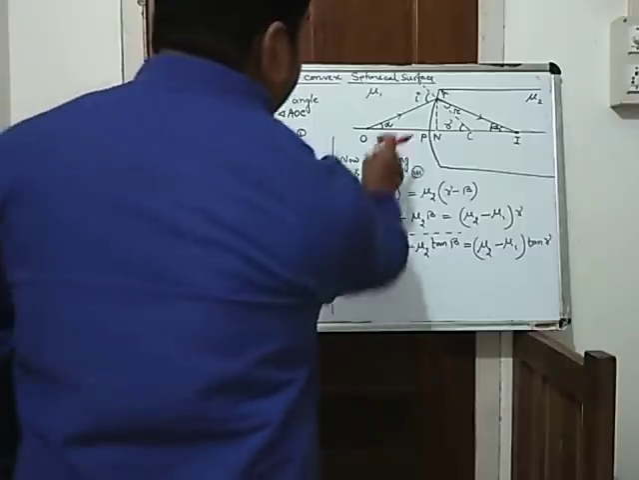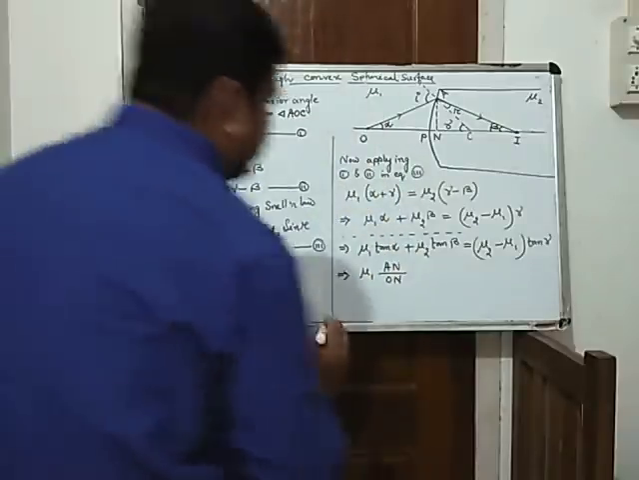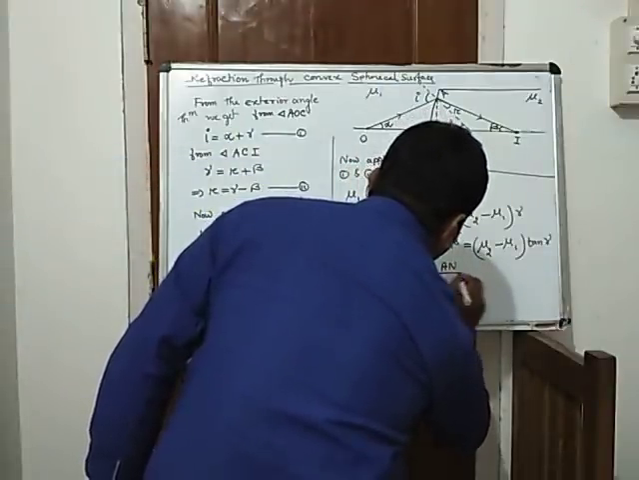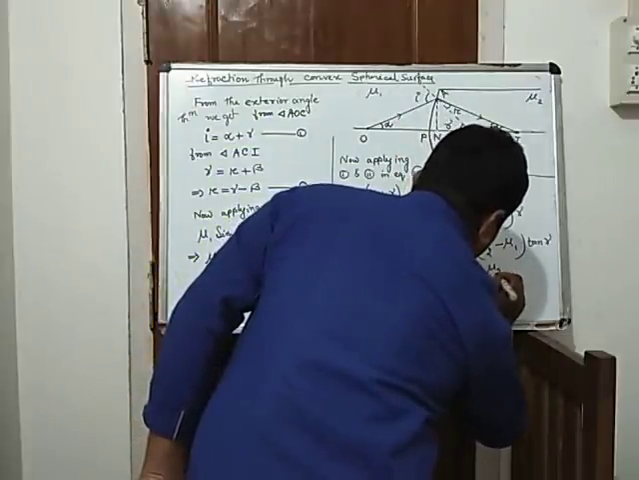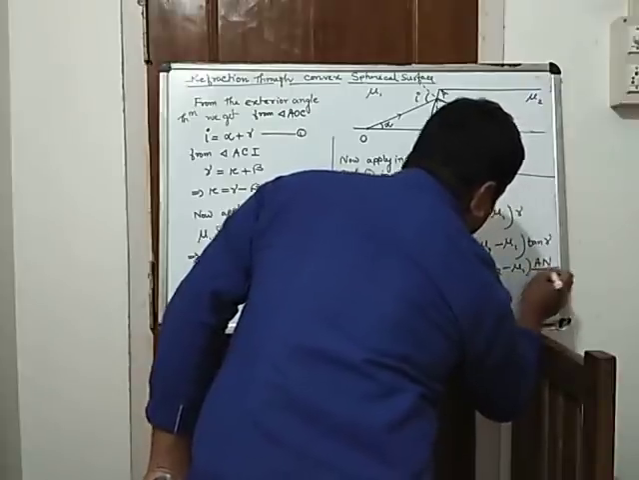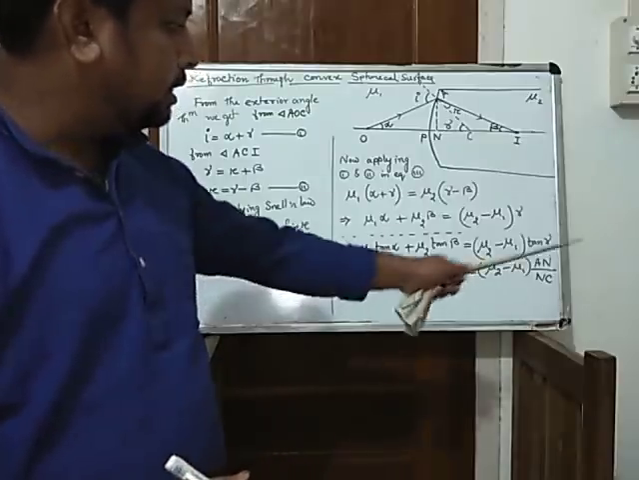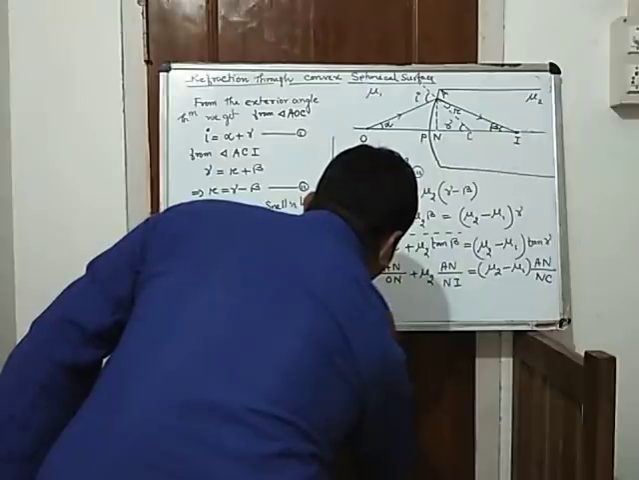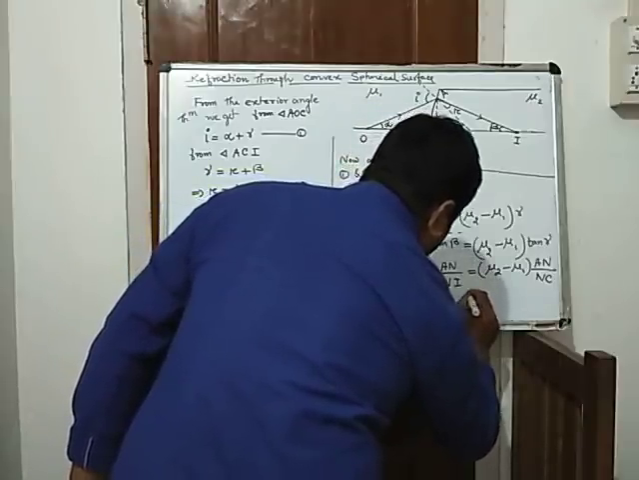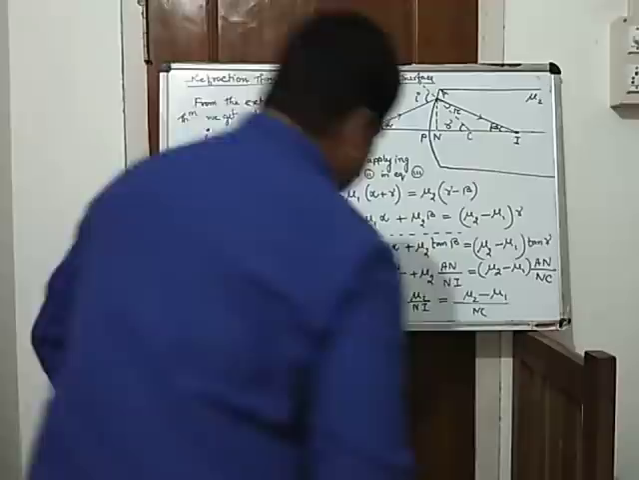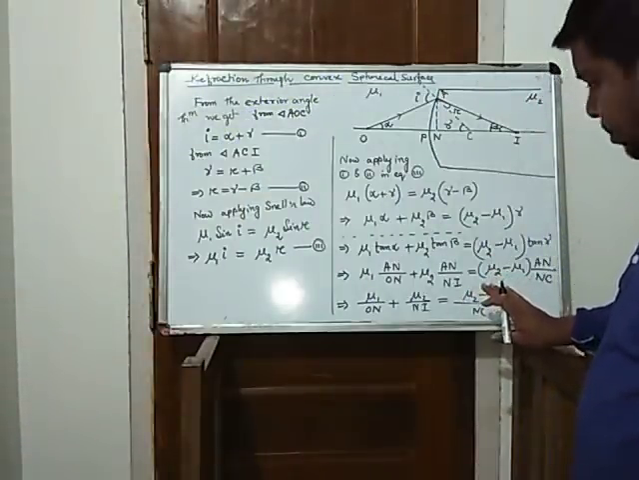Now, what is tan alpha? Tan alpha equals perpendicular by base, so AN by ON. Tan beta equals AN by NI, where this is beta. Next, tan gamma equals AN by NC, where this is gamma. So AN cancels everywhere, and we get mu 1 by ON plus mu 2 by NI equal to (mu 2 minus mu 1) by NC. Okay, this is one.